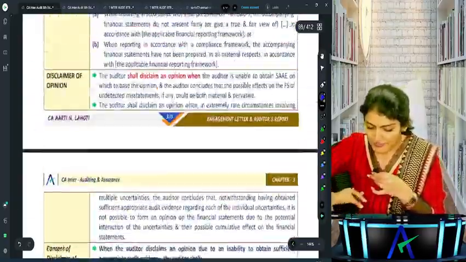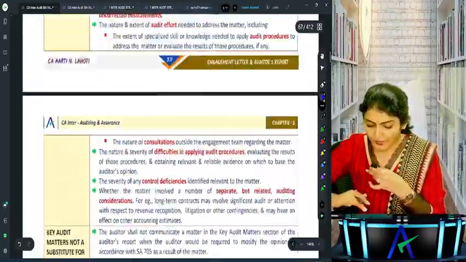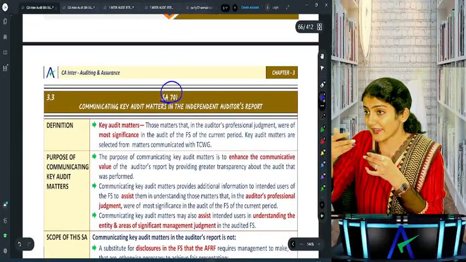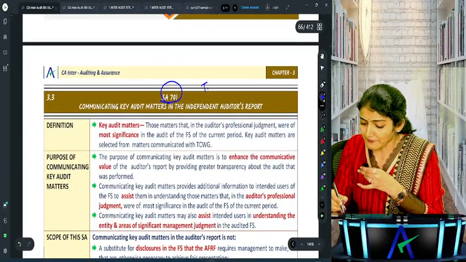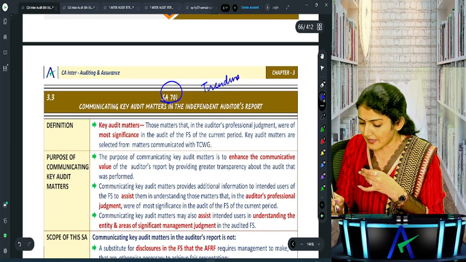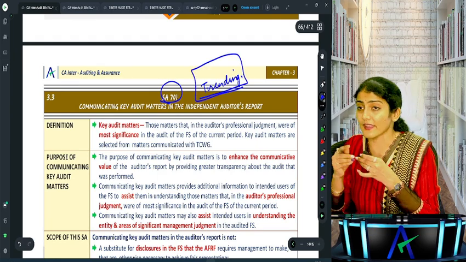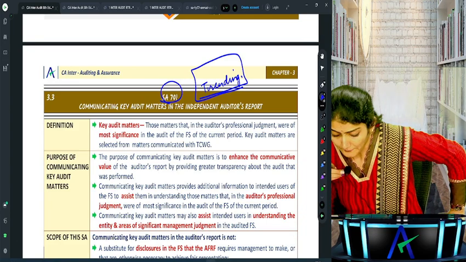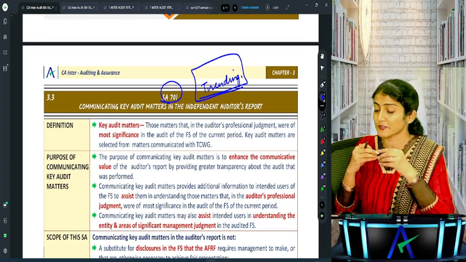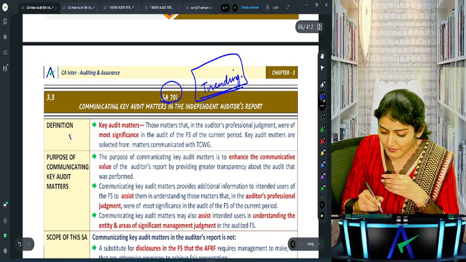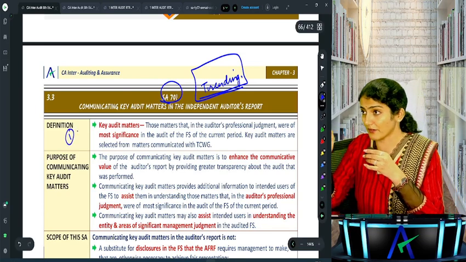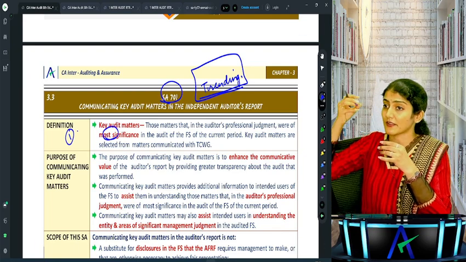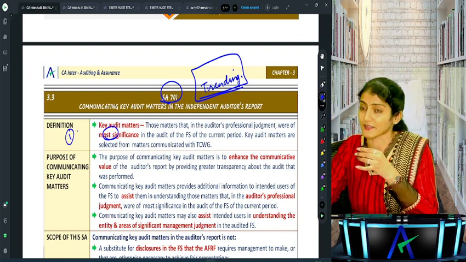Just as on YouTube you have the trending videos, similarly over here we have some things like ATF R raised to 10, and we have some things which we call trending. So right now what is trending in the ICI exams is 701, that is communicating the key audit matter. So what is the first question we discuss over there? What is the meaning of a key audit matter? Key audit matters are those matters that in the auditor's professional judgment were of most significance.